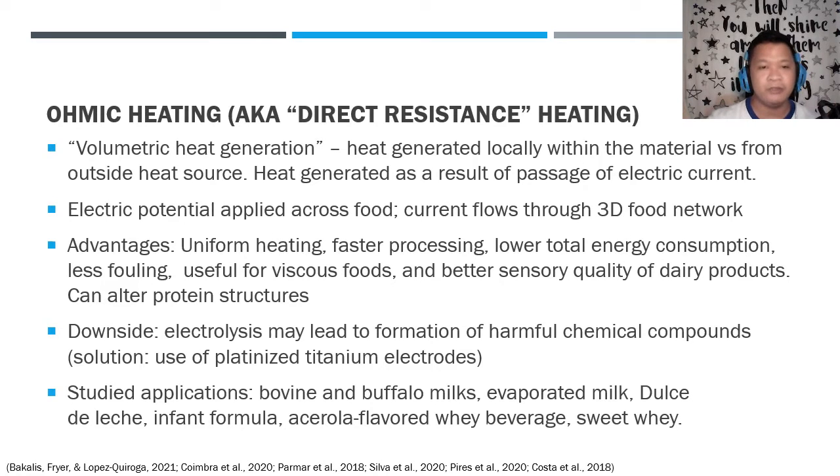So again, first we have ohmic heating, or what we also call direct resistance heating, or volumetric. It's a type of volumetric heat generation, which means yung heat ay hindi nanggagaling dun sa labas or an outside source, but rather nag-generate mismo doon sa loob ng food product, and therefore parang mas uniform siya kasi hindi siya yung conduction muna galing sa outside source and then convection sa loob.